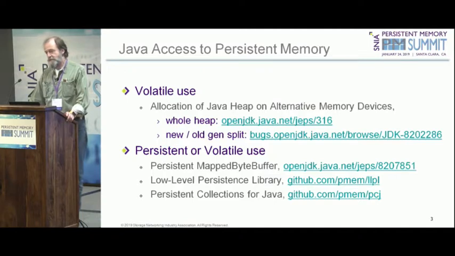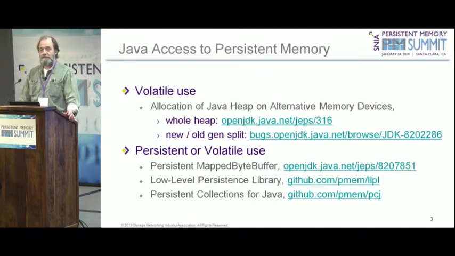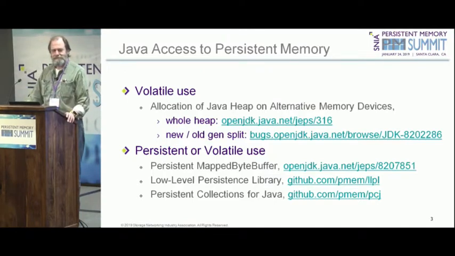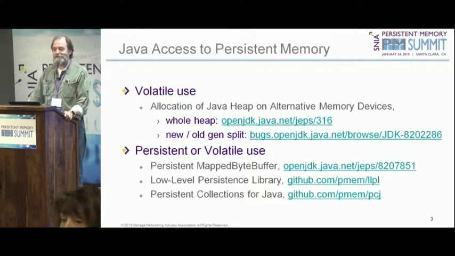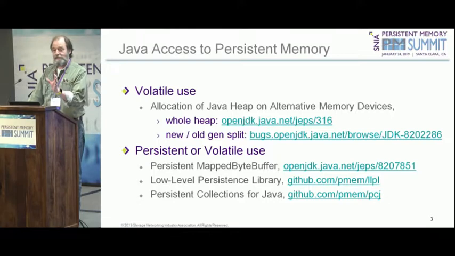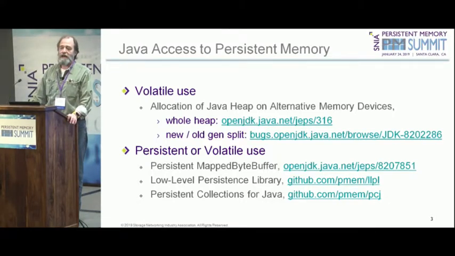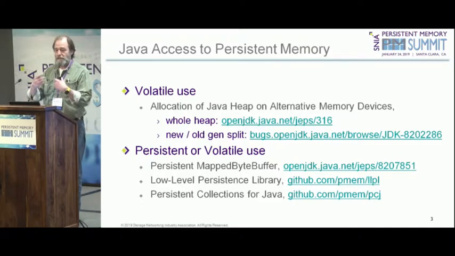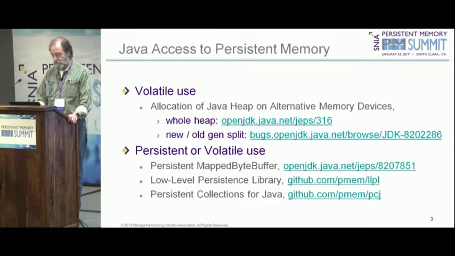The second one is an extension to that, which allows you to split that heap into the garbage collector's two generations, old gen and new generation, so that long-lived objects live on persistent memory, but the fast churn rate young objects remain on DRAM. Both of these are finished. The first one is available in Java 10, and the second one will be available in Java 12 coming up.